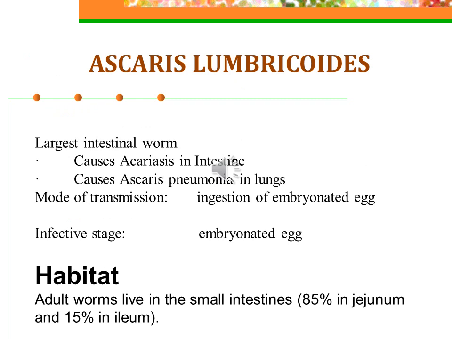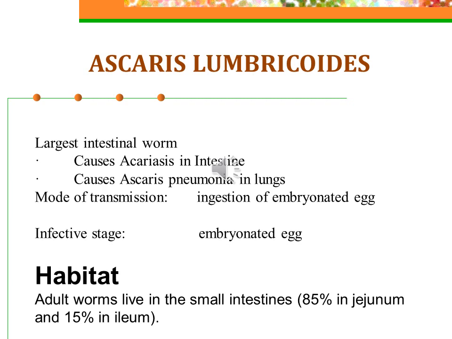We will start first with Ascaris lumbricoides. Its name comes from lumbricoides, meaning earthworm, as lumbricus means earthworm in Latin. It is the most common of human helminths and distributed worldwide. Many people are infected with Ascaris lumbricoides every year.